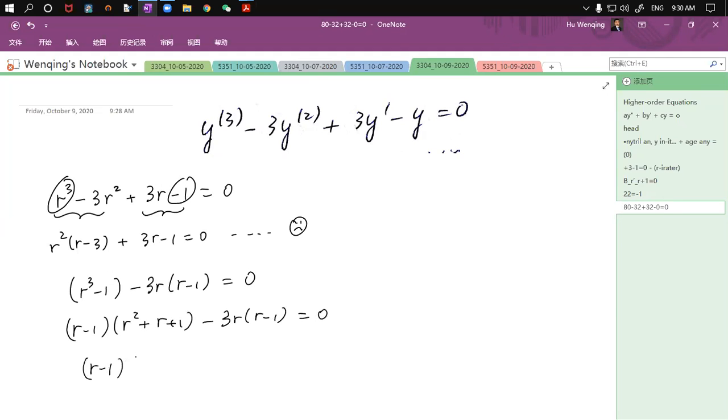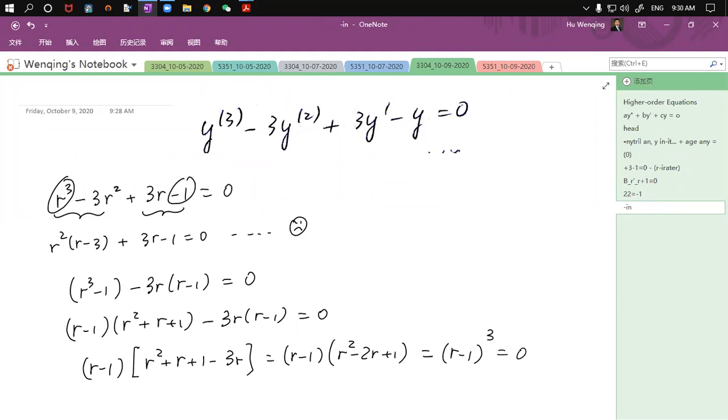After this grouping, it becomes r minus 1 times (r squared plus r plus 1 minus 3r). So that's going to give you r minus 1 multiplied by (r squared minus 2r plus 1). So that's going to be (r minus 1) cubed is equal to 0. Is that good, fam? Because this is actually (r minus 1) squared. So that's how you do this grouping in this scenario.